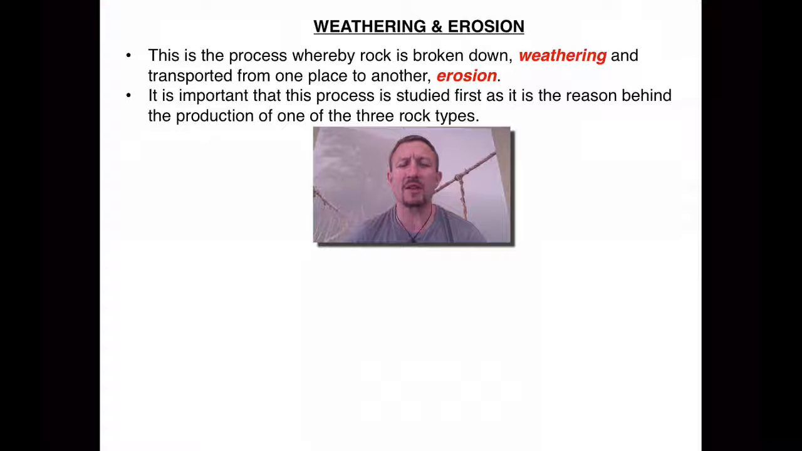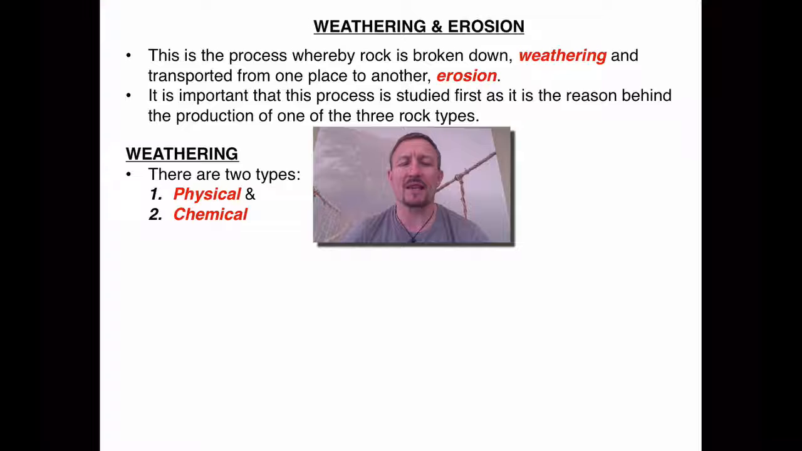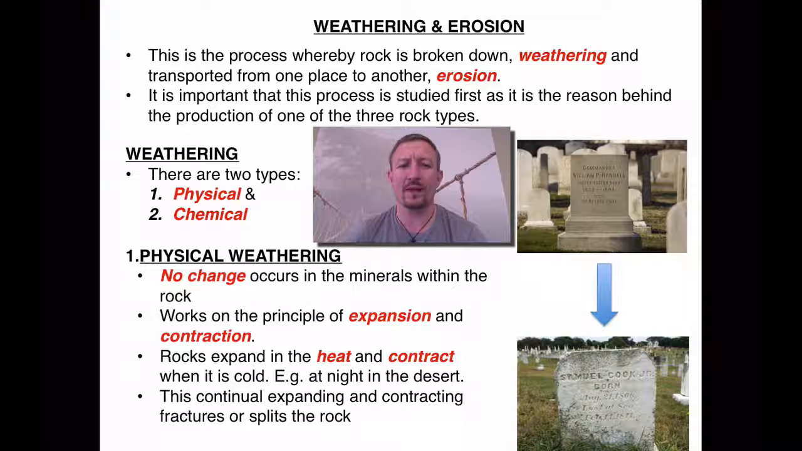Now, the reason we're studying this first is that one of the three types of rocks is caused due to this process of weathering and erosion. So the question is, what is weathering in this case? Weathering is the process whereby the weather is used to break down the rock. There are two types of weathering: physical weathering and chemical weathering.